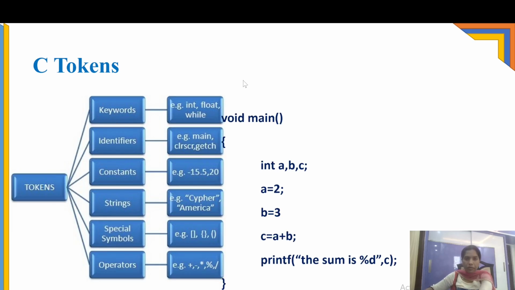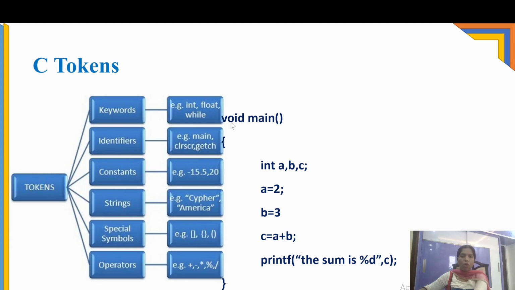Let us explain this in detail with an example program. Let's discuss what the different types of tokens in this program are. First, void. Void is a keyword. And main is a function name, and a function name means identifier, so main is an identifier. Open flower brace comes under special symbols. Int is a keyword, we know that. A, B, C are the variable names, that is, identifier names. A is an identifier, equals to comes under operator, and 2 comes under constant.